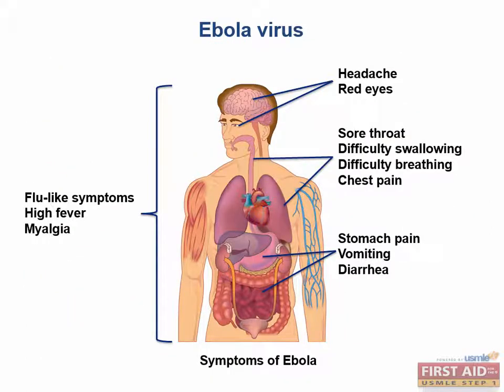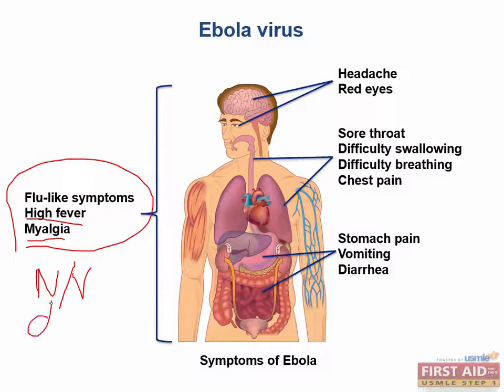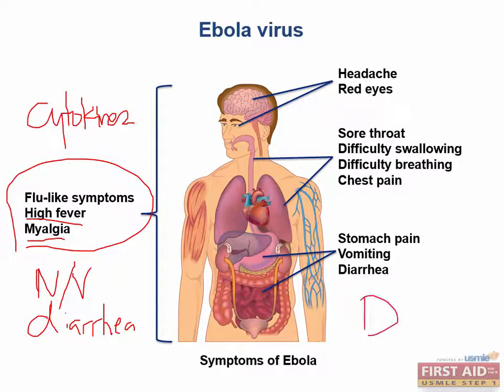Initially, patients infected with the virus develop flu-like symptoms, including high fevers and myalgias. They can also develop nausea, vomiting, and diarrhea. This is all caused by the release of the cytokines that we just mentioned. In severe cases, the infection can present as disseminated intravascular coagulation, followed by diffuse hemorrhage and shock as a result of the endothelial cell damage.